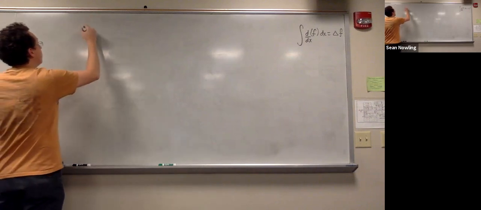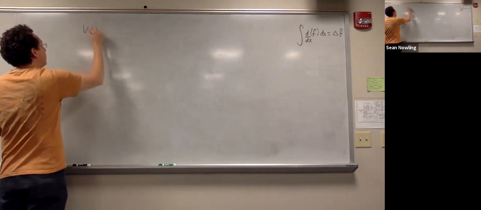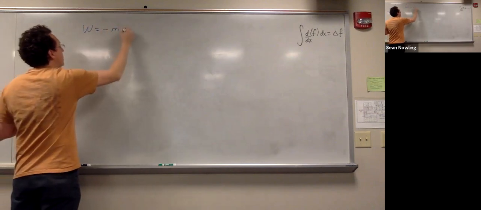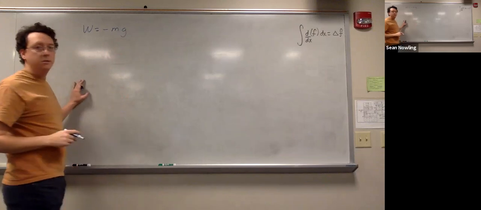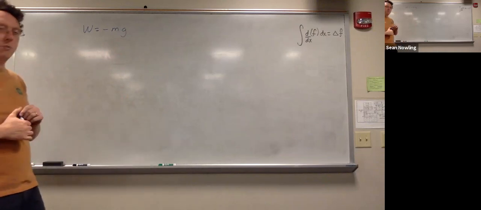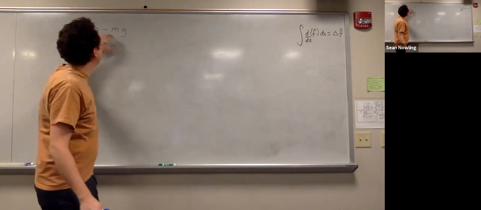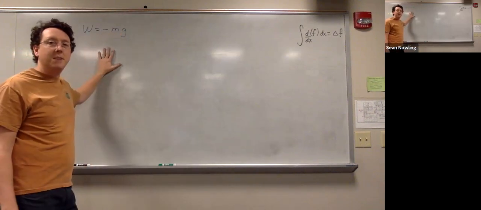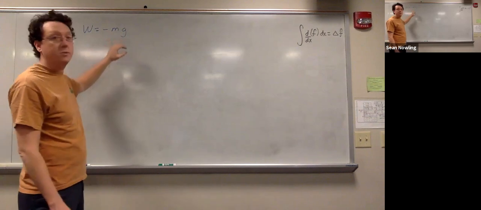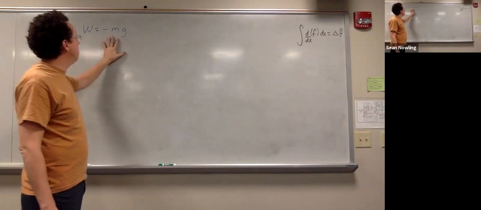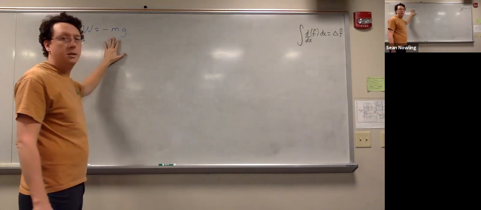So let's look at the force of gravity, the weight. The weight is minus mg in the y direction. I'm just going to work with the magnitude here, because we're going to focus on 1D motion. I said magnitude. That's not magnitude, but it's just 1D motion we're focusing on. Okay, so the force of gravity is minus mg.